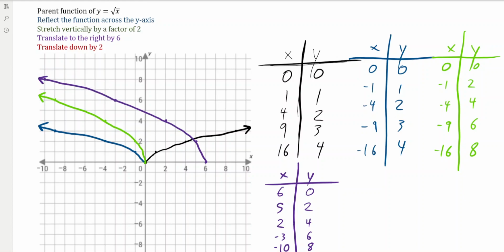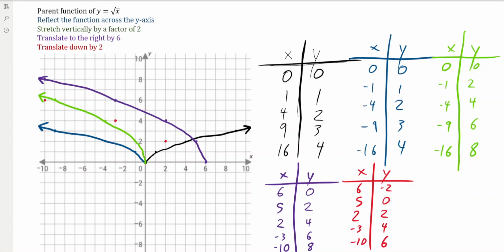Okay, and then our last translation is down by 2. So now our x values stay the same, and you go down by 2. And hopefully you can see what I'm doing. So every point, I'm just going down by 2. Every point, down by 2, down by 2. See, now I'm just looking at the points.